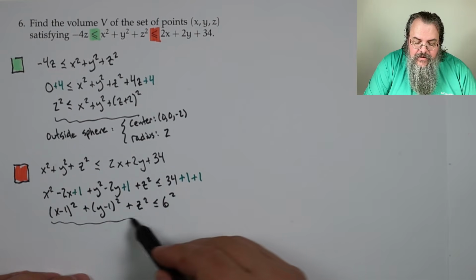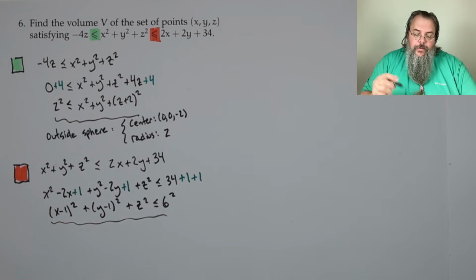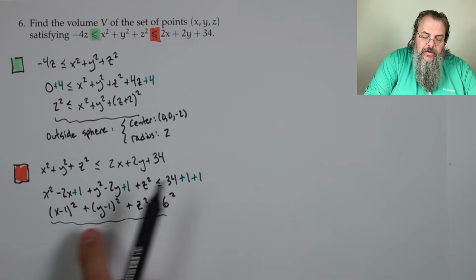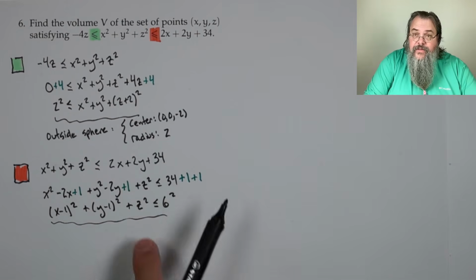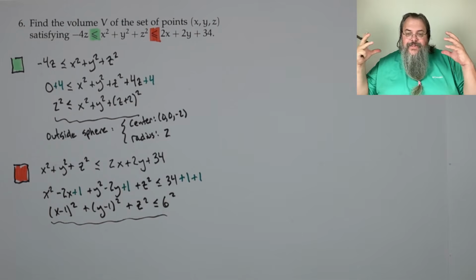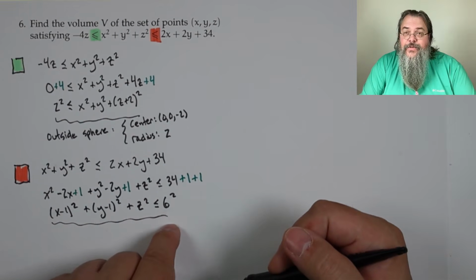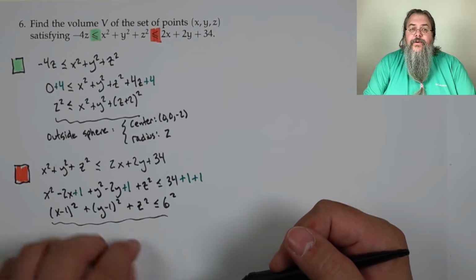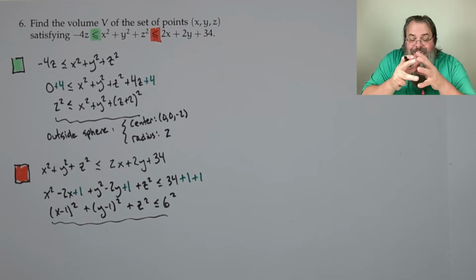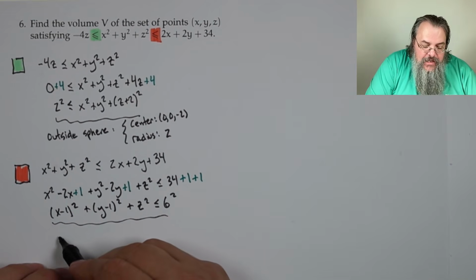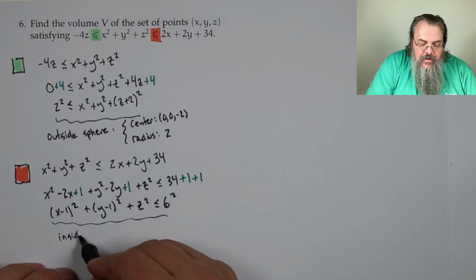All right, good. Now, let's parse this. We have an inequality again. If we think of this as distance, again the distance to the center, our distance is less than or equal to what should be our radius. So we want to be inside. So we say, this is inside a sphere.